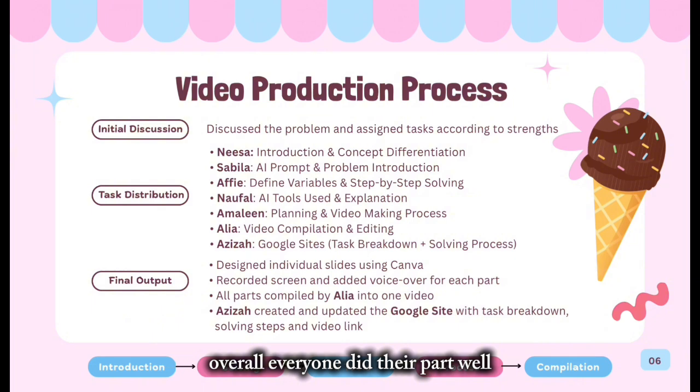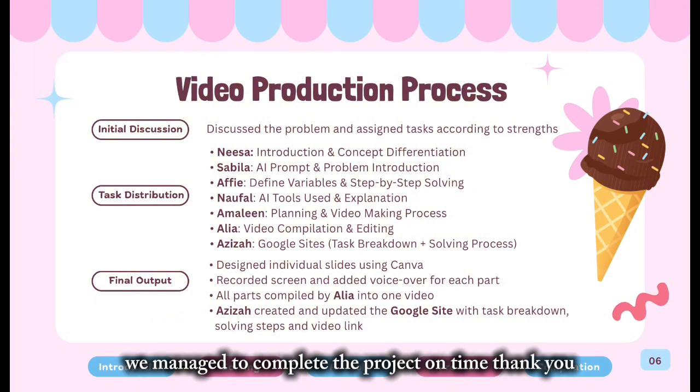Overall, everyone did their part well. With good teamwork and planning, we managed to complete the project on time.